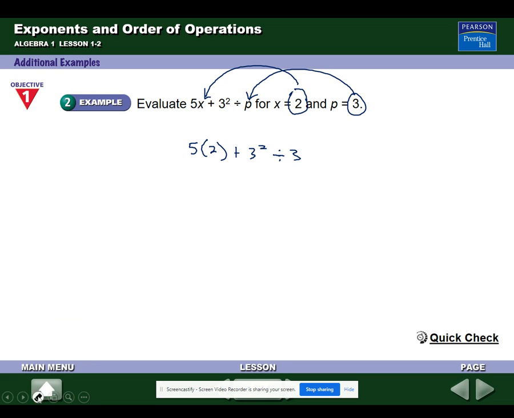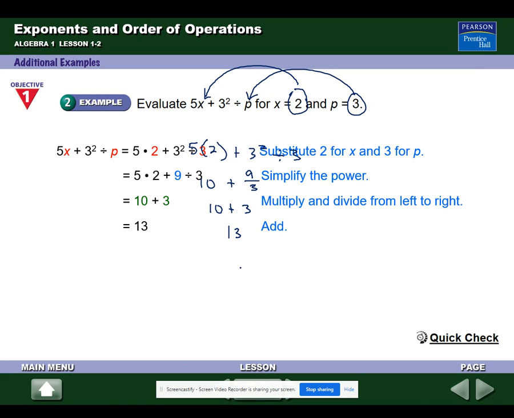The only exception to that, I believe, in the whole book is when we do scientific notation in like chapter 8, 9, 10, something like that. Okay, so what do we have here? Well, 5 times 2 is 10. 3 squared is 9. When I do divide, I do like to put it as a fraction. That kind of helps me to know that there's probably a reduction that's going to happen there. So you can do that as well. And then 9 divided by 3 is 3. This is really 10 plus 3, which is 13.